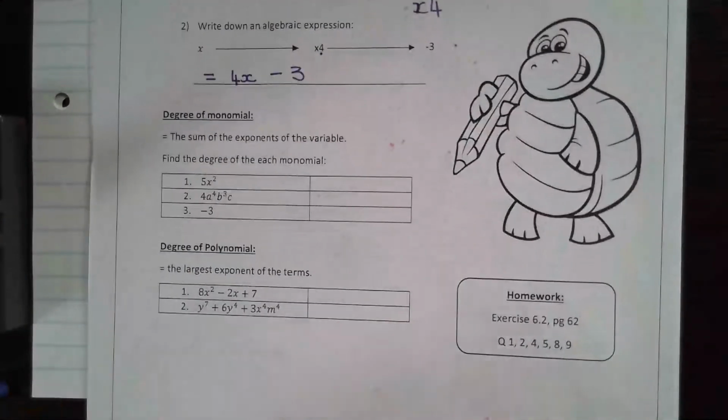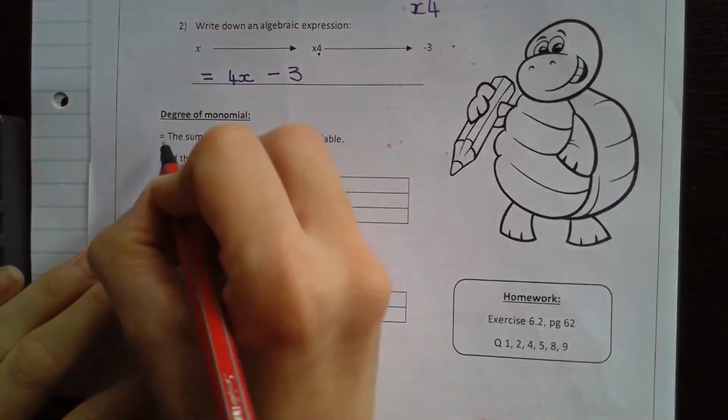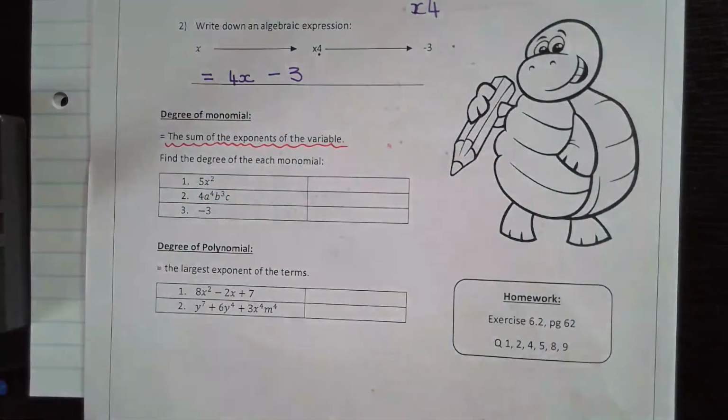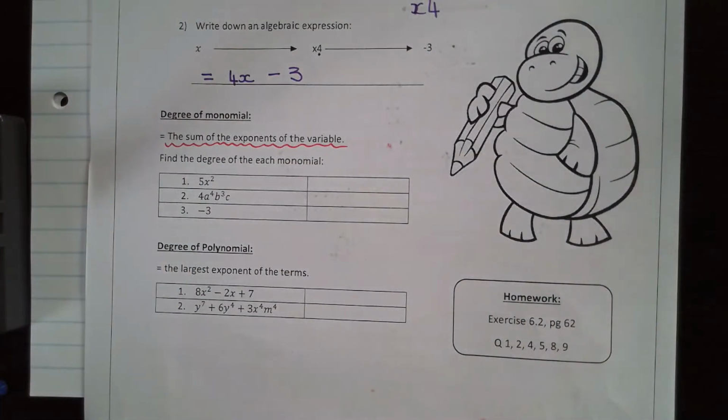Okay, the last piece is the degree of the monomial. Now this sounds dreadful, but all this is saying to you is: what exponent is attached to the variable? Find the degree of each of the following monomials, and then we're going to be doing the degree of each of the following polynomials.